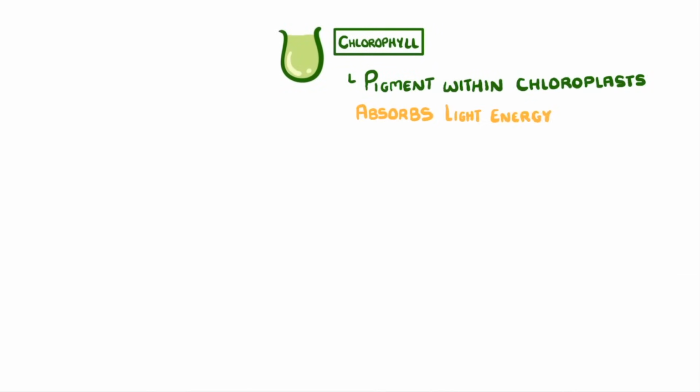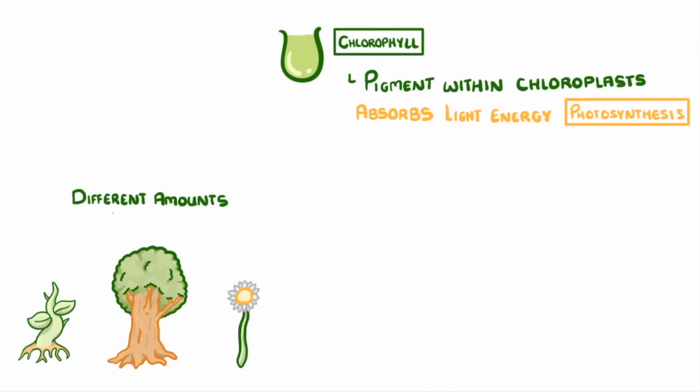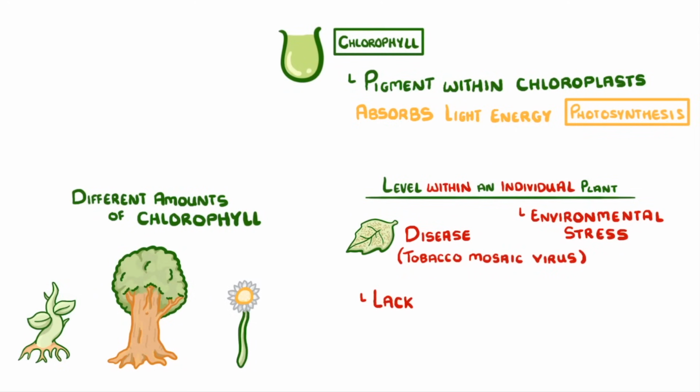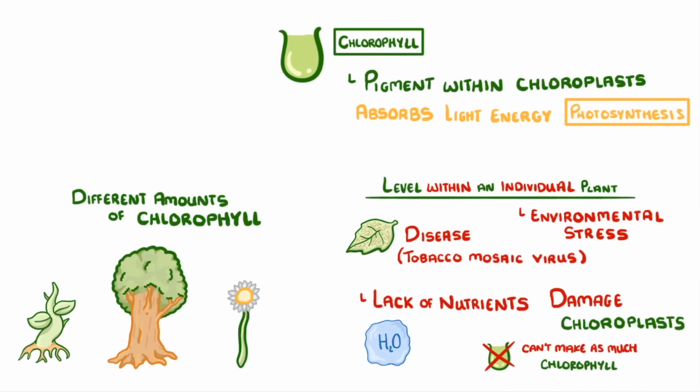Let's start with chlorophyll. As chlorophyll is the pigment within chloroplasts that absorbs the light energy that's needed for photosynthesis, it makes sense that if plants have less of it, then they won't be able to carry out as much photosynthesis. Different plants will naturally have different amounts of chlorophyll, but the level within an individual plant can vary due to disease, for example infection with tobacco mosaic virus, environmental stress, or lack of nutrients, like water. All of these things tend to damage the chloroplasts, and so they can't make as much chlorophyll anymore.